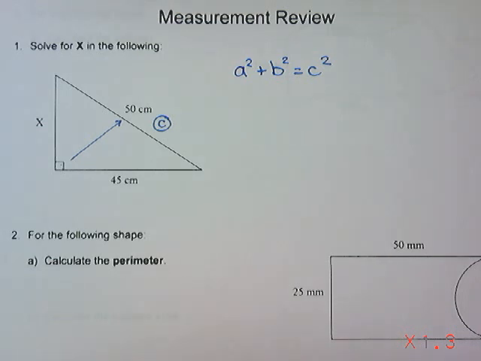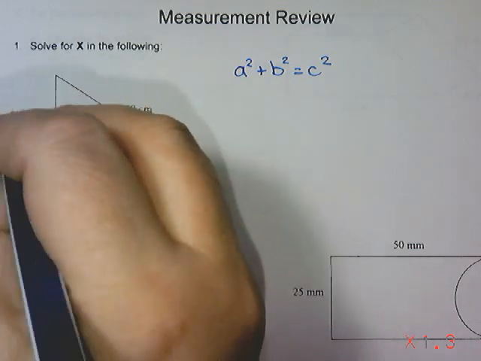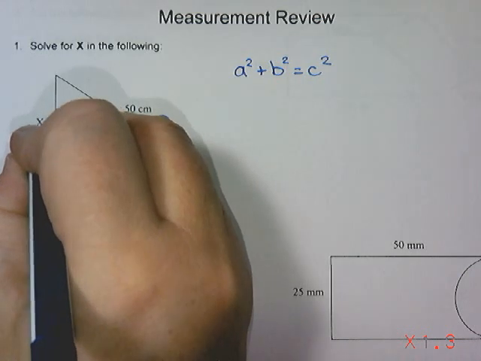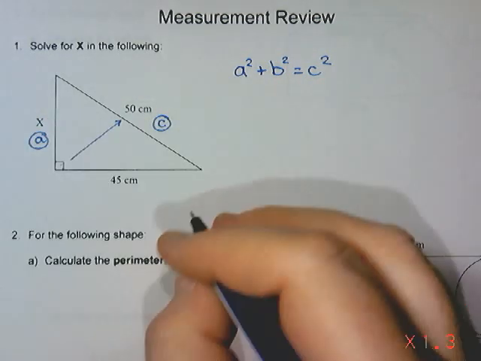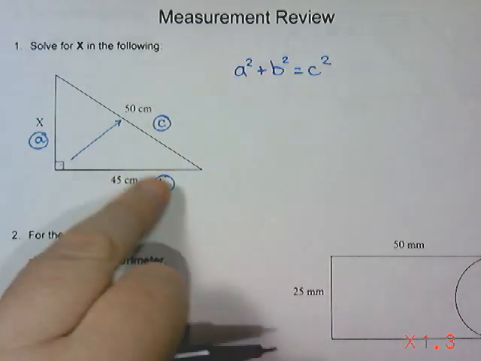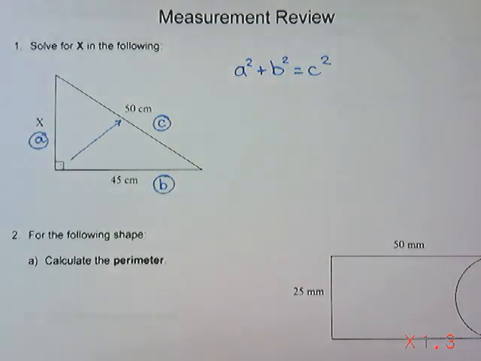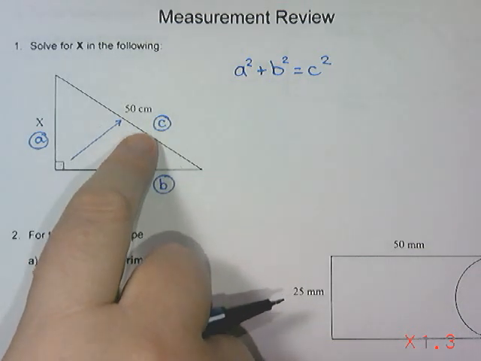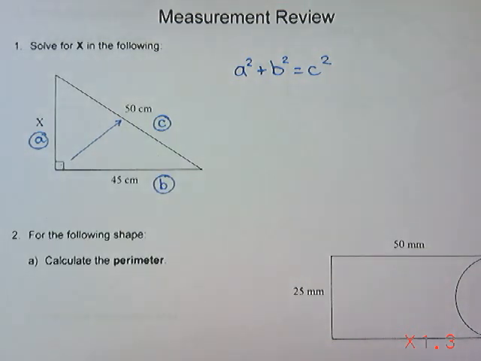Now the other two, one of them is A and one of them is B. It does not matter which is which. I think I'm going to let the X side be A and the 45 be the B. But I could switch those and it would still work out. The most important side to get right is that hypotenuse.